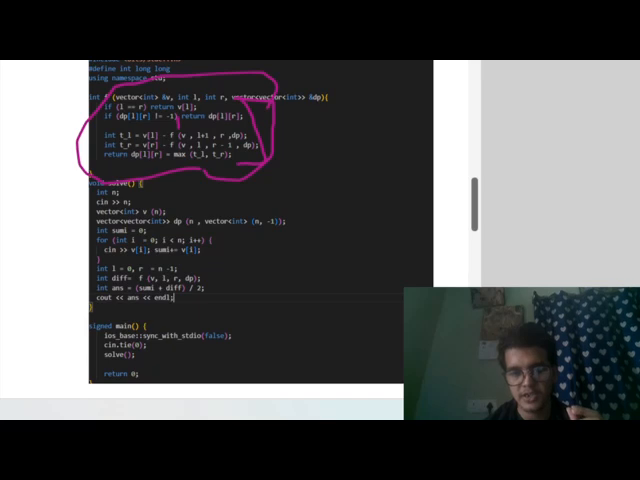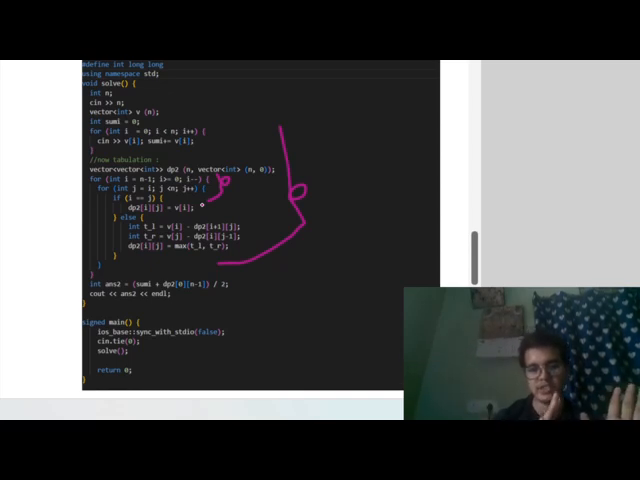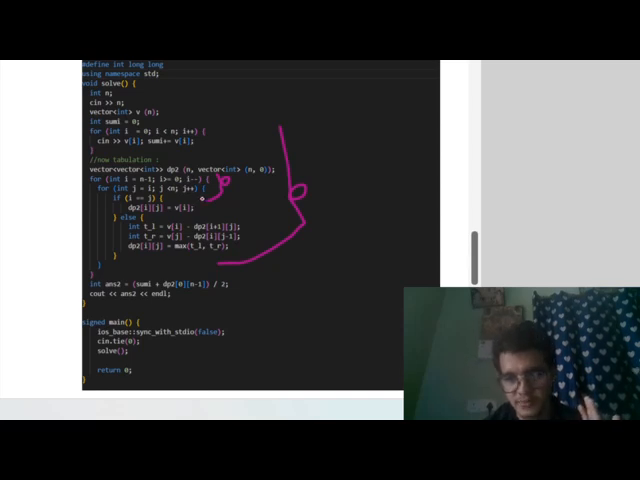Just copy this part in the tabulation method. L is basically replaced with I and R is replaced with J. We are only doing this thing. L is replaced by I and R is replaced by J. Do not see this for loop for now. Just see what we have copied from the memoization one.